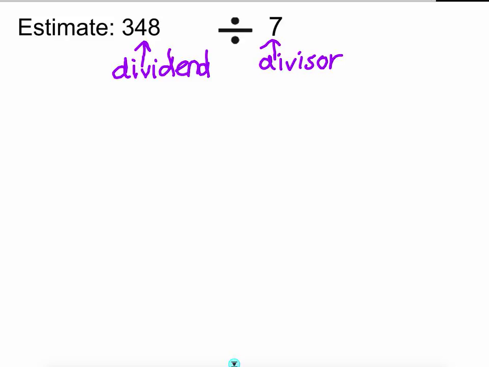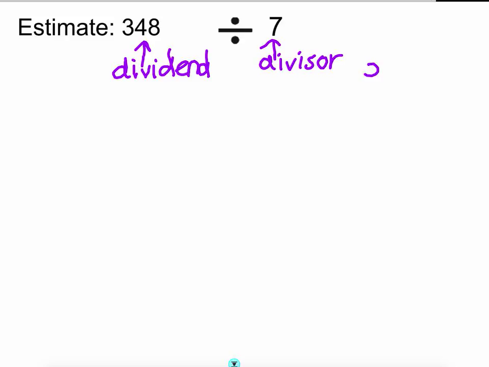Now I have to think about this. 348 is a big number. If I skip count by 7, I already know that 7 times 11 is 77, 7 times 12 is 84. 348 is a long time down, so I don't want to skip count or do the multiples of 7.